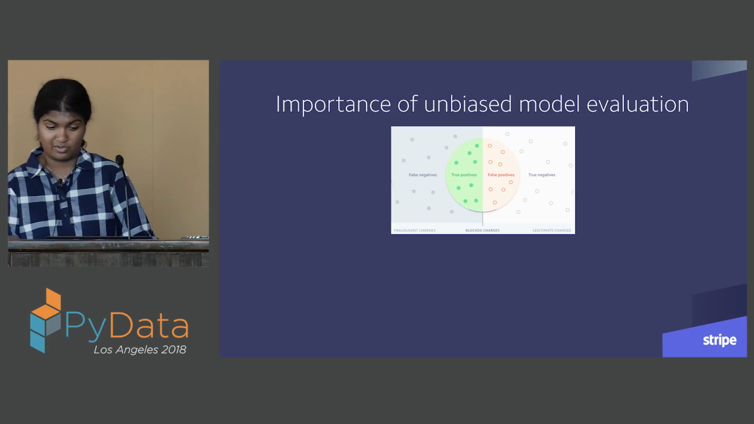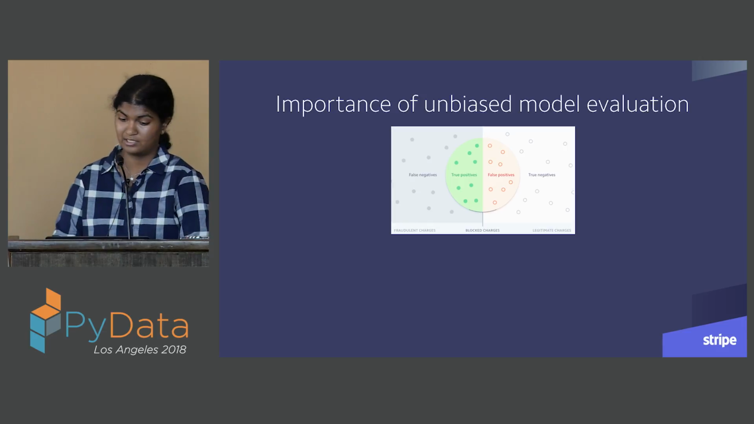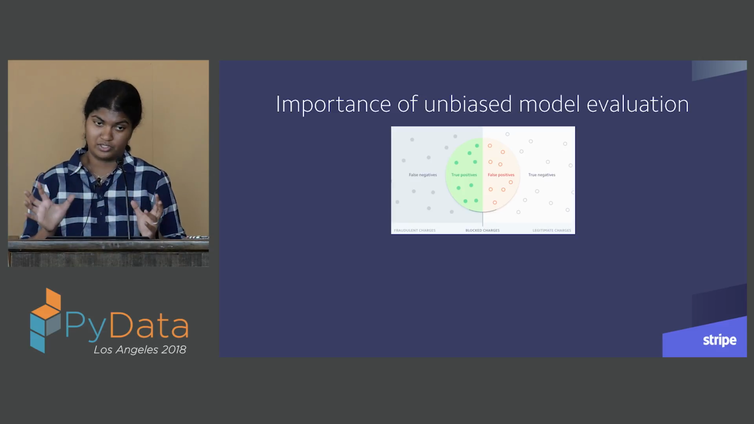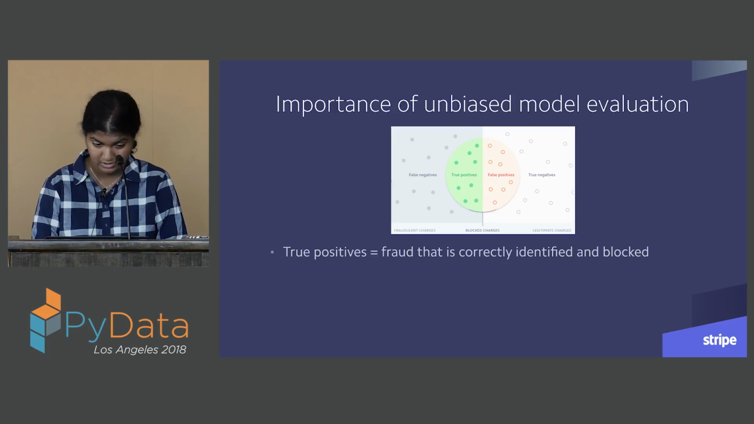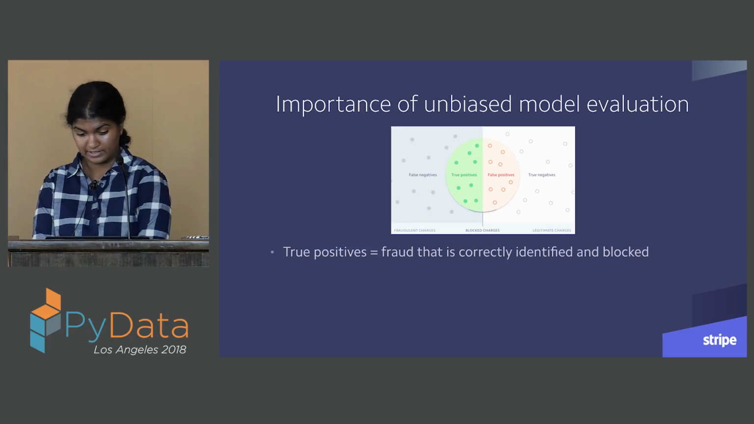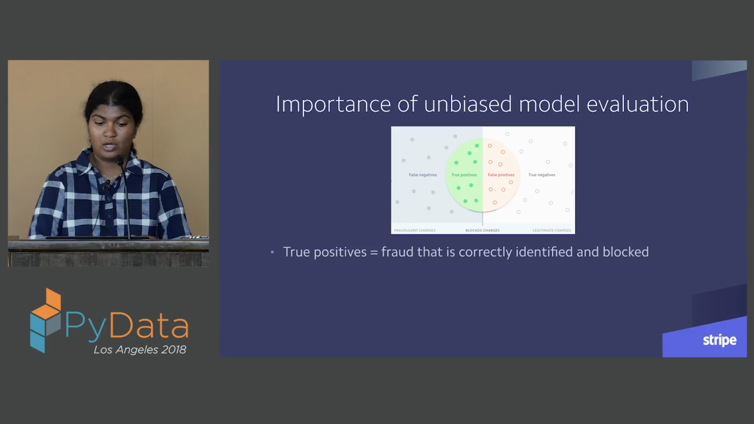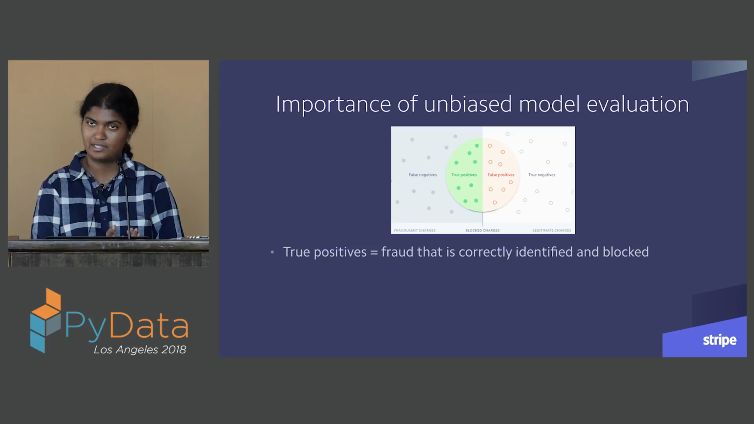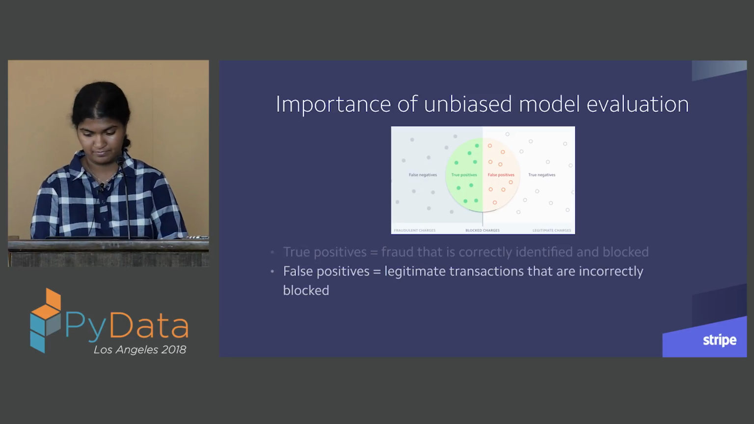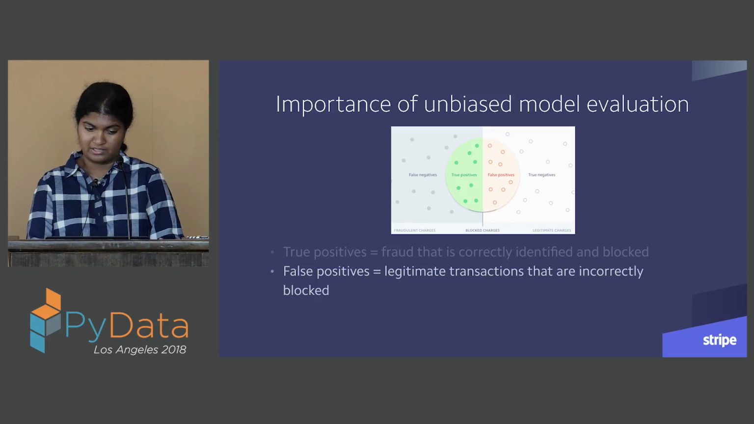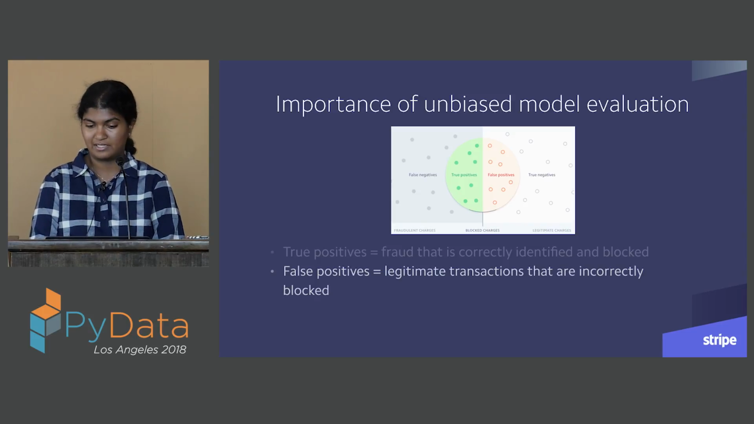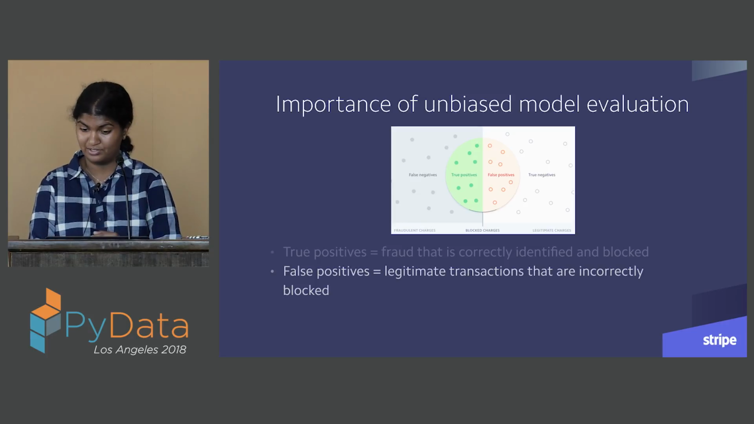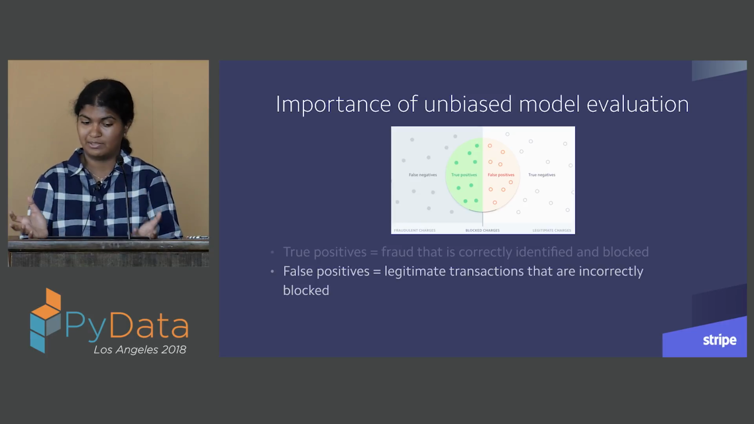If you look at this diagram, I'm not sure how clear it is for you guys, but if you look at the universe of all charges our model sees, true positives in the case of our model are fraudulent transactions that the model has correctly identified as fraudulent and ends up blocking. False positives are legitimate transactions that the model wrongly thought were fraudulent and therefore wrongly blocked.